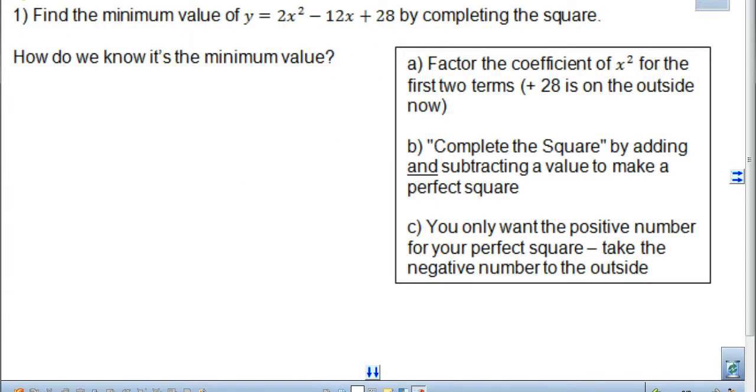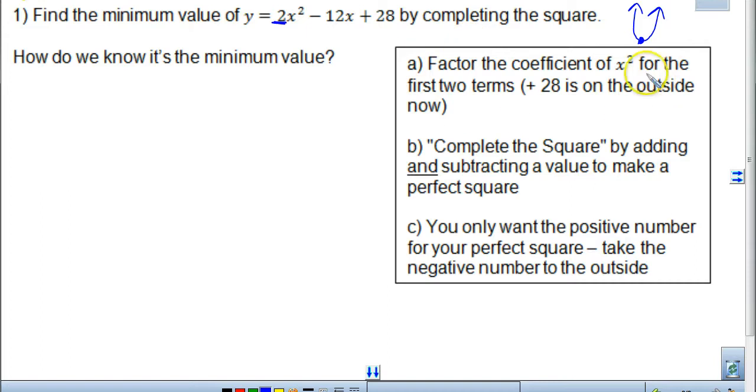Alright, so let's say that we're given the standard form equation, y equals 2x squared minus 12x plus 28. I want to find the minimum value of that, and we're going to complete the square. Now first, how do we know it's the minimum value? This a value right here, the coefficient of x squared, is positive, which means the parabola will be going upwards. So that means the vertex is at the minimum. Sometimes you'll have to determine yourself whether it's minimum or maximum.